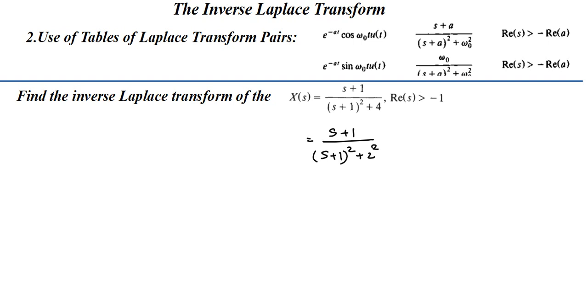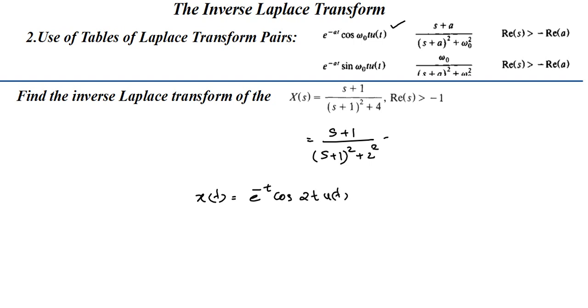And the ROC is sigma greater than minus 1, so it's a causal signal. If you compare with the first equation, you can write x of t using the result, with s plus 1. In place of a it's 1, so you can write e raised to minus 1t cos, and in place of omega 0 it's 2, so cos 2t into u of t.